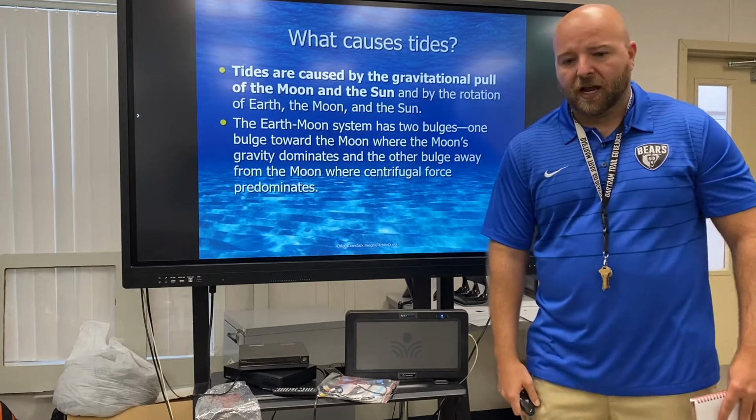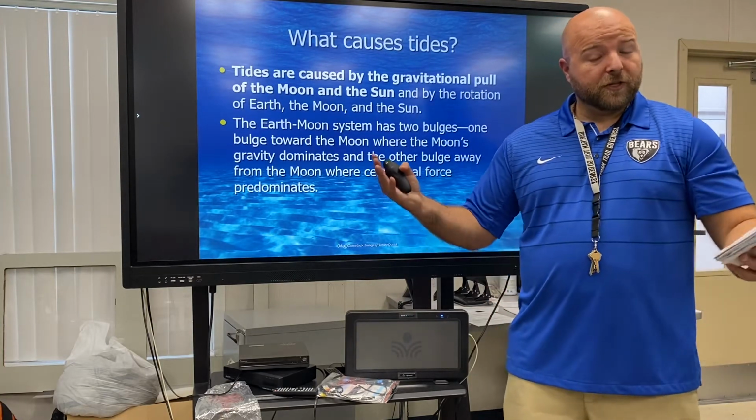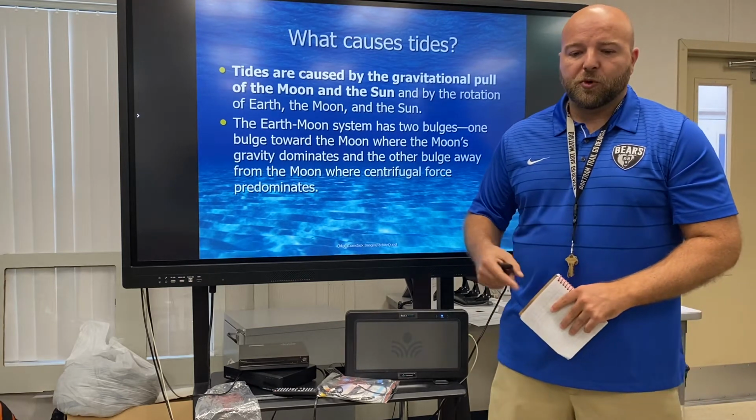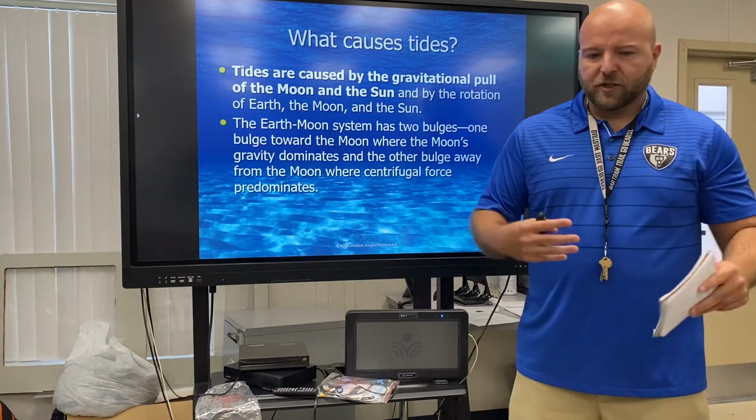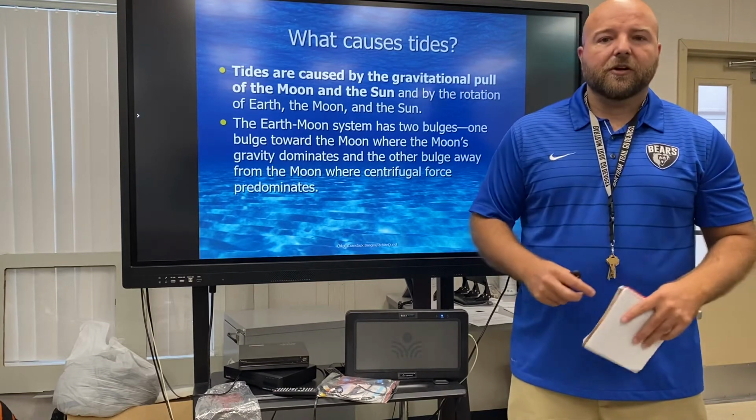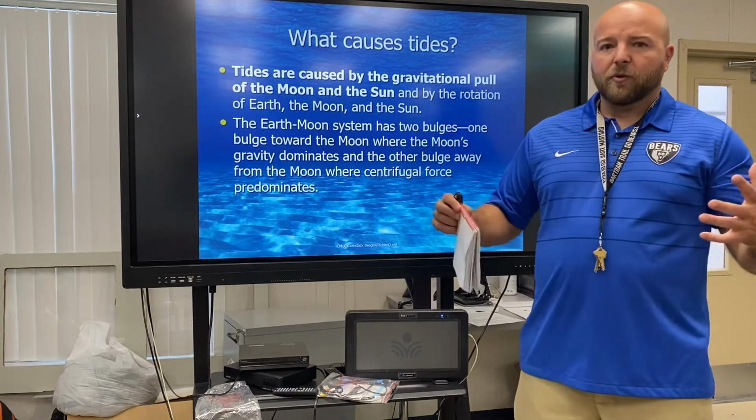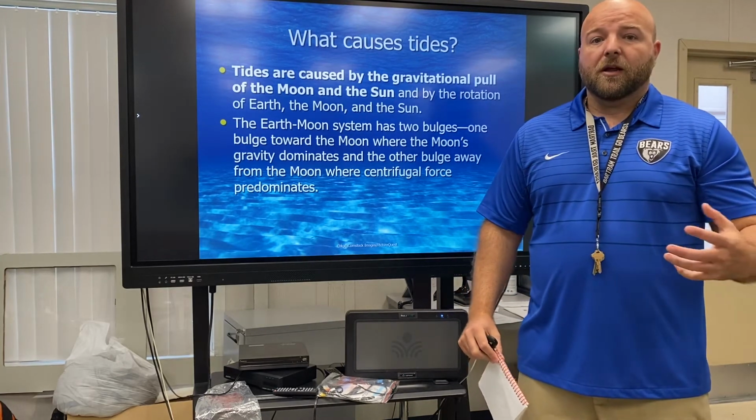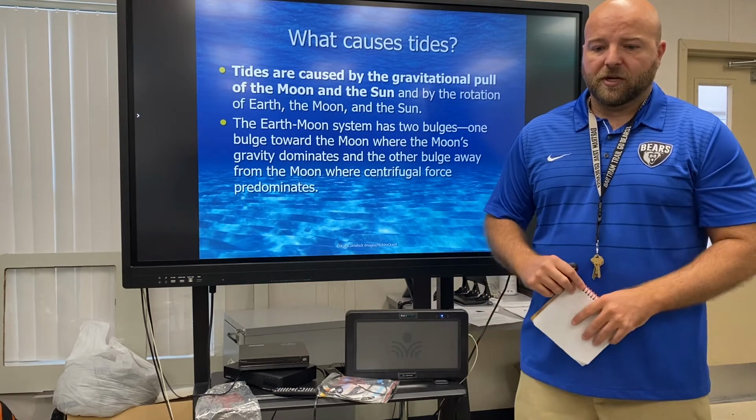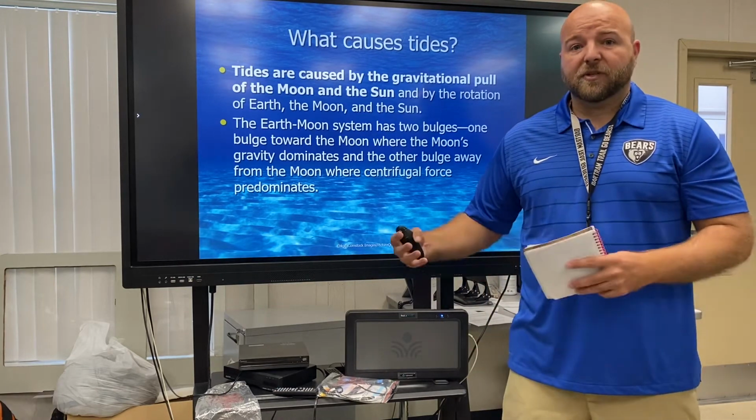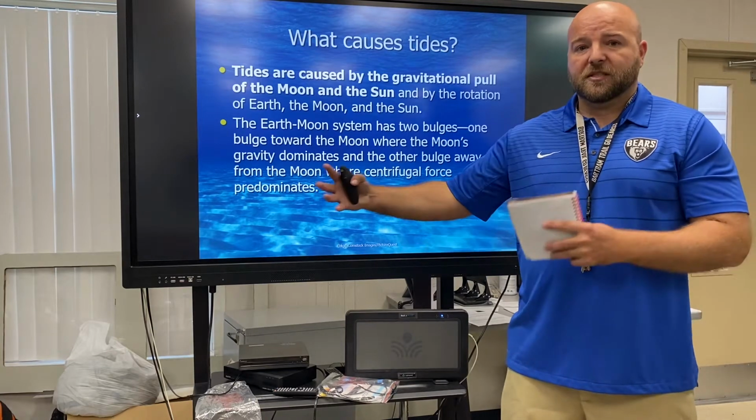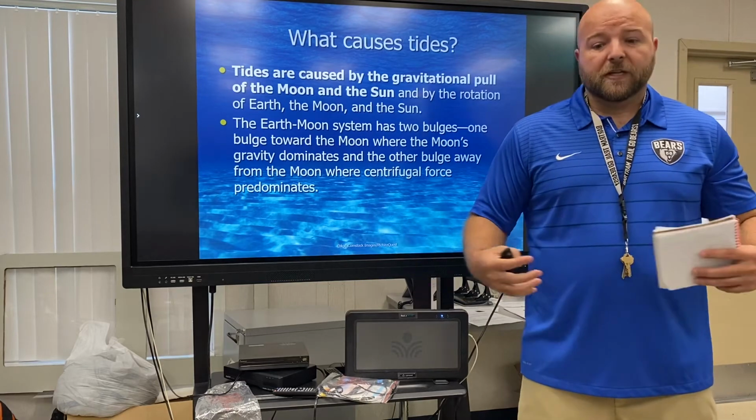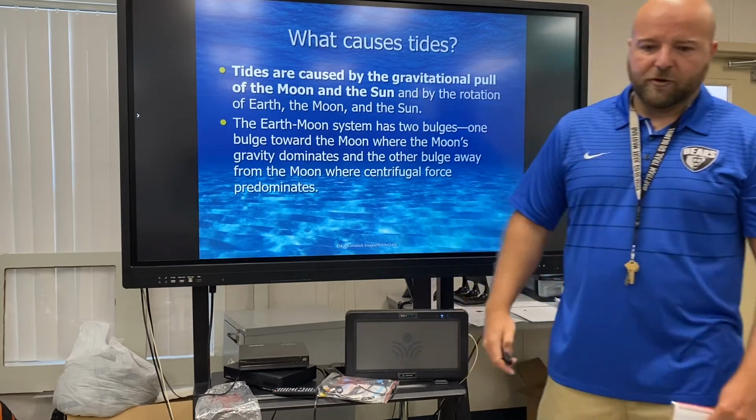So what causes tides? Some of you may have been familiar with this already, maybe, but tides are caused by the gravitational pull of the moon and the sun. It also has a little bit to do with the rotation of the earth, but primarily we want to focus on the moon and the sun, with the moon being the part that pulls the greatest. The sun does have some gravitational pull, but because it's so far away, we don't feel it as much. Most of the pull that's happening as far as tides are concerned are coming from the moon.